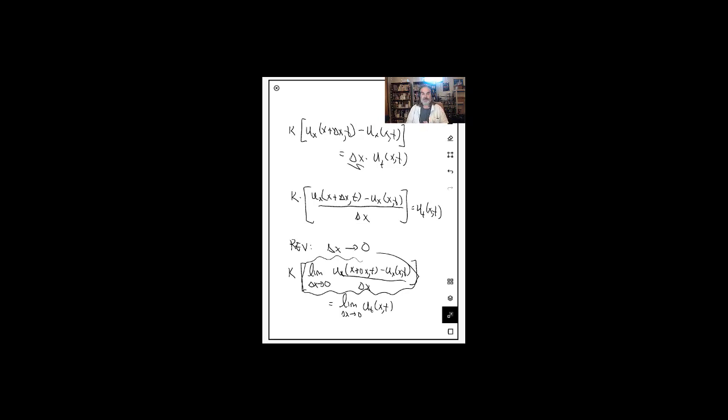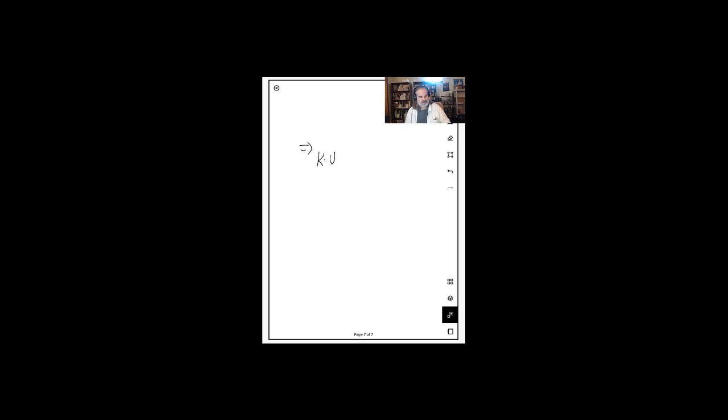What is the derivative of u sub x with respect to x? It is the second derivative of u with respect to x. And now we have k u sub xx equals u sub t. Boom. One-dimensional heat equation from first principles, right? Now you could go back and recreate this for 2 dimensions and end up with k times u sub xx plus u sub yy equals u sub t.